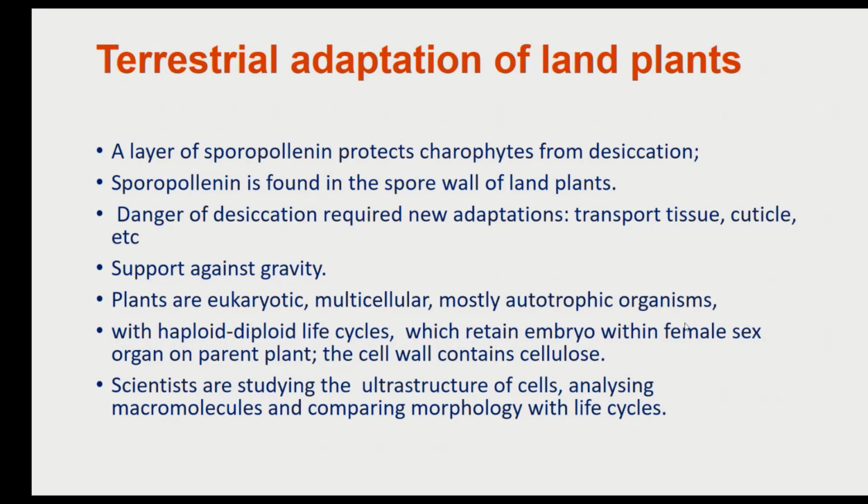They also support against gravity. Also, the terrestrial adaptations of land plants are that the plants are eukaryotic, mostly multicellular, autotrophic organisms. Remember what autotrophic organisms are? We did tackle that in the previous session. They also have haploid-diploid life cycles, which retain the embryo within the female sex organ on the parent plant, and cell walls which contain cellulose. Scientists are also studying the ultrastructure of cells, analyzing macromolecules and comparing morphology with the life cycles.